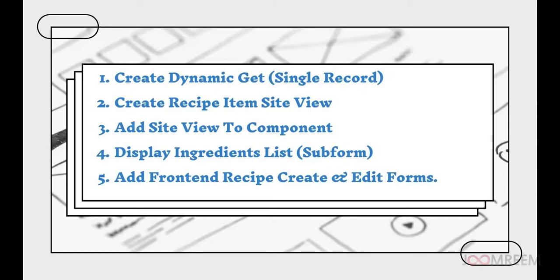Then we will add the recipe item view to the component and learn how to customize the recipe model and view to display the ingredients JSON string as an HTML list element. At last, we will enable the create and edit recipe site view and add more permissions to allow registered users to create and edit recipes at the front end.